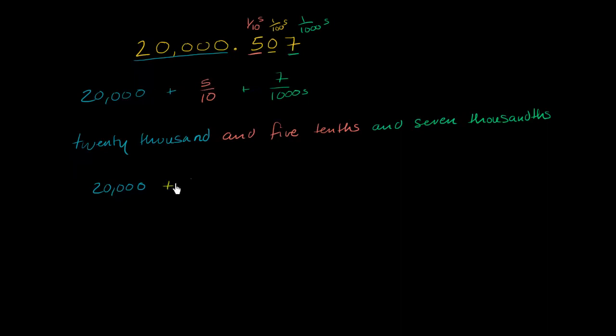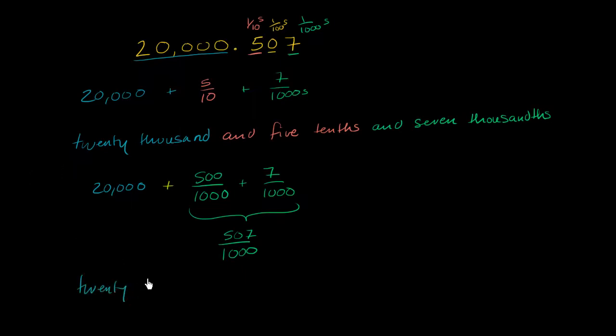So this 5/10ths is the same thing as 500 over 1,000. And the 7/1000ths is still 7/1000ths. And these two combined are 507 over 1,000. So we could just call this 20,000 and 507 thousandths. So let's write that down.